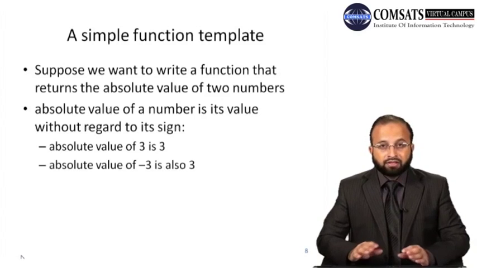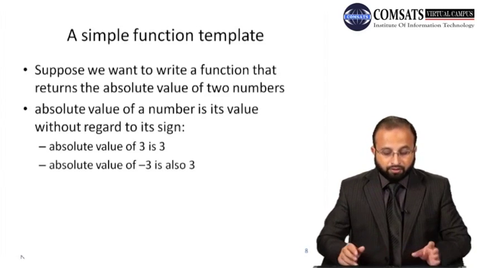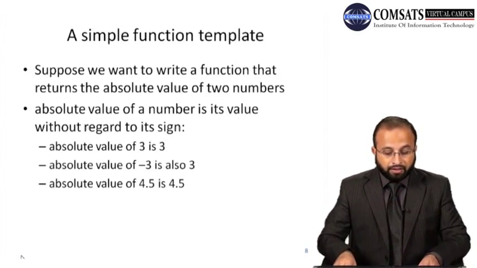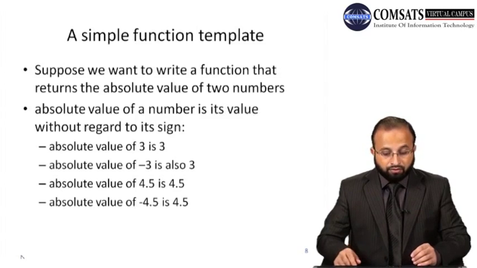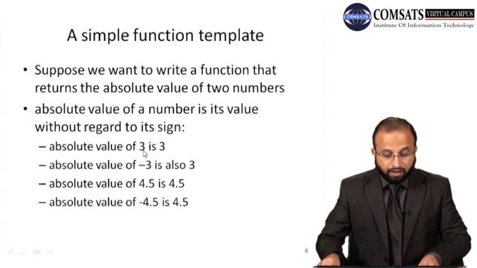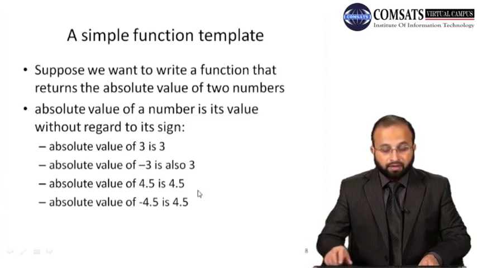सो वो माइनस साइन को ख़त्म कर देता है, इनफैक्ट. So absolute value of 4.5 is 4, and absolute value of -4.5 is also 4. So that is the absolute value, and now you can see that absolute value can work with the integers and with the floating point values as well. ठीक है? So दोनों के लिए वो काम कर सकता है.